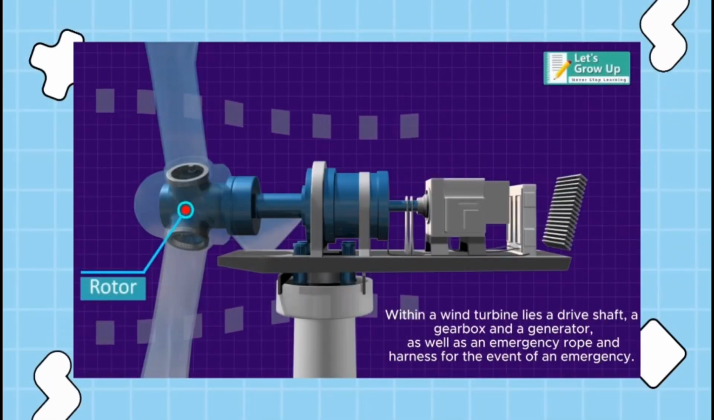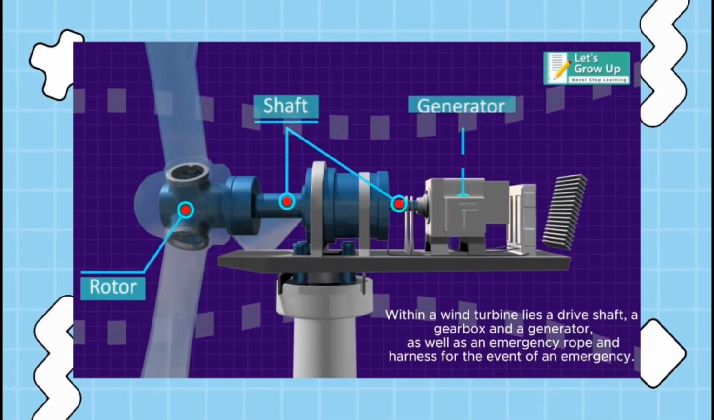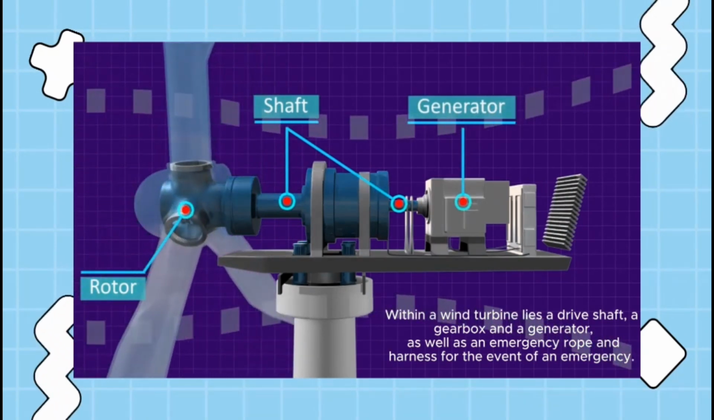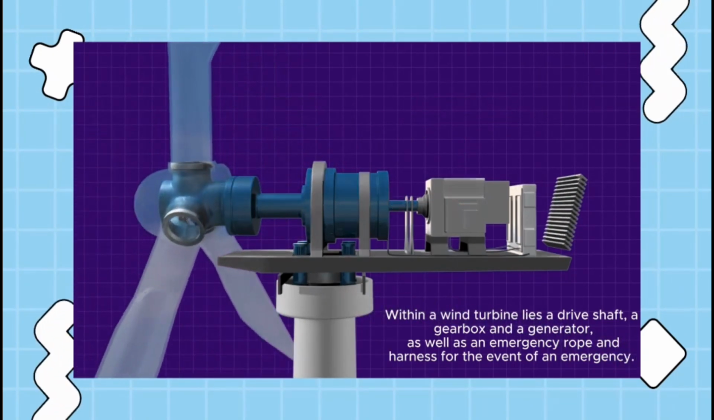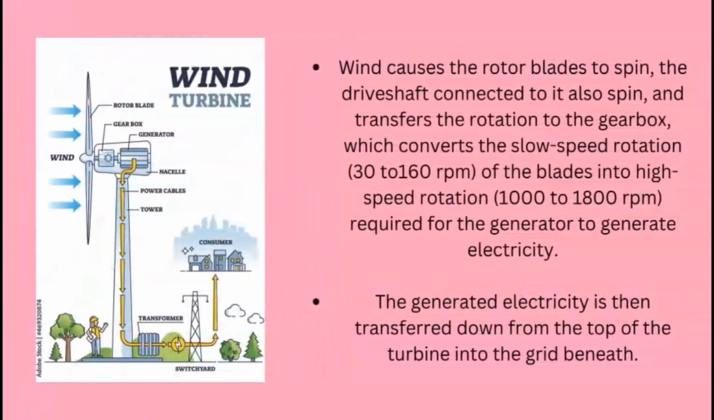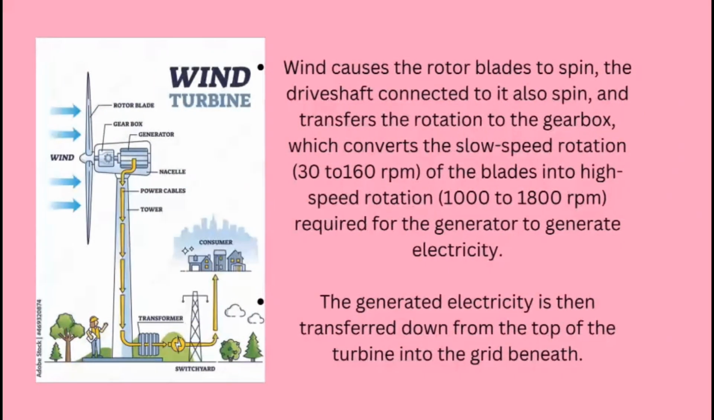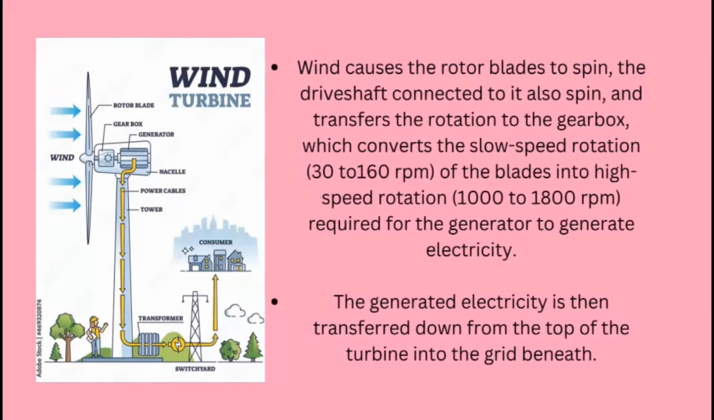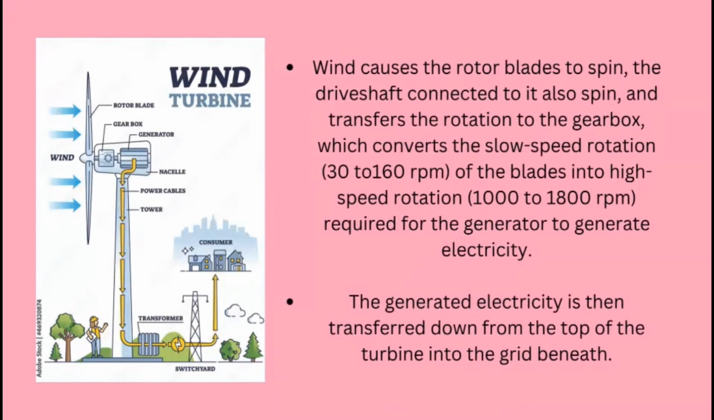Within a wind turbine lies a drive shaft, a gearbox, and a generator, as well as an emergency rope and harness for the event of an emergency. When wind causes the rotor blades to spin, the drive shaft connected to it also spins and transfers the rotation to the gearbox, which converts a slow speed rotation, 30 to 60 rpm, of the blades into the high speed rotation, 1000 to 1800 rpm, required for the generator to generate electricity. The generated electricity is then transferred down from the top of the turbine into the grid beneath.